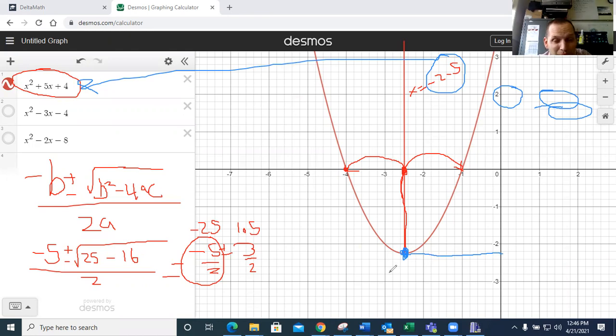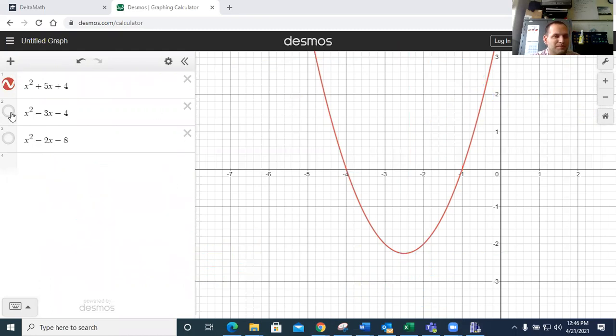So what is the lowest point? The lowest point on this graph is negative 2.5, comma, negative 2.25. That is our vertex point. This is called the vertex. And this x equals negative 2.5 is called my axis of symmetry. Axis of symmetry and the vertex. You might want to write that down in your notes real quick. Pause the video to do that. All right, you should have it in your notes.